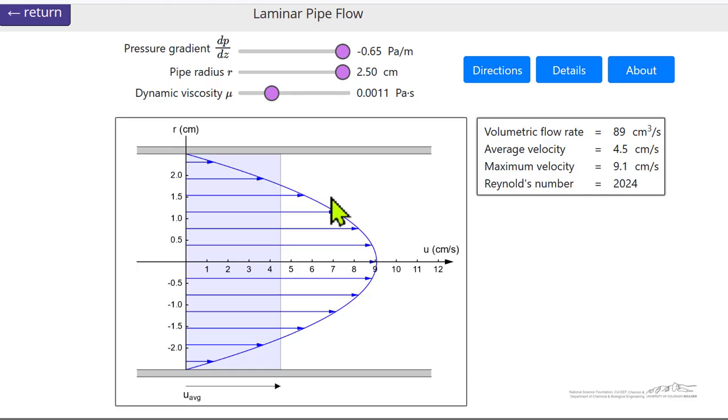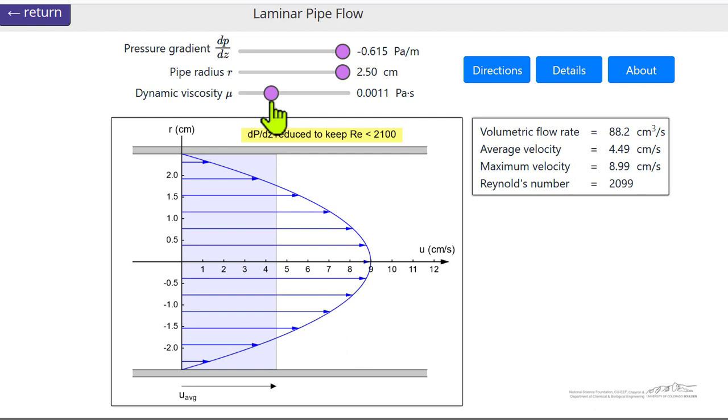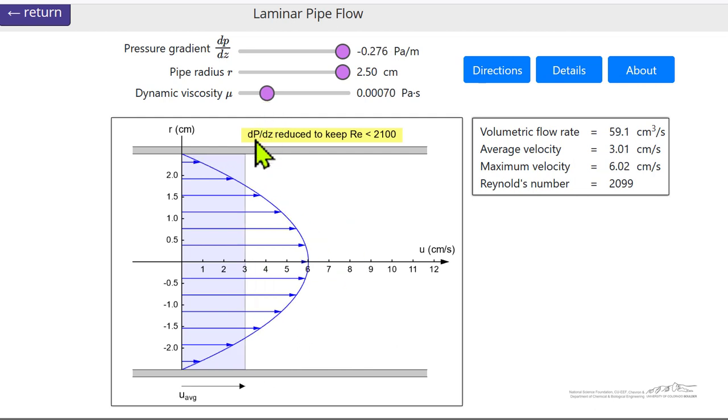So remember, for laminar flow, the velocity is 0 at the wall and is maximum at the center. If I decrease the viscosity, then the volumetric flow rate and the velocity increases. And notice it says the pressure gradient was reduced as I increased the velocity to keep the Reynolds number below 2100, because that's the boundary where we no longer have laminar flow.